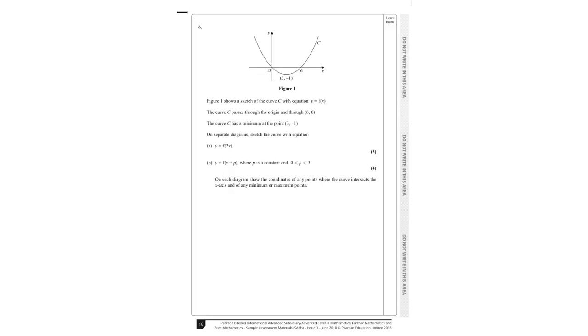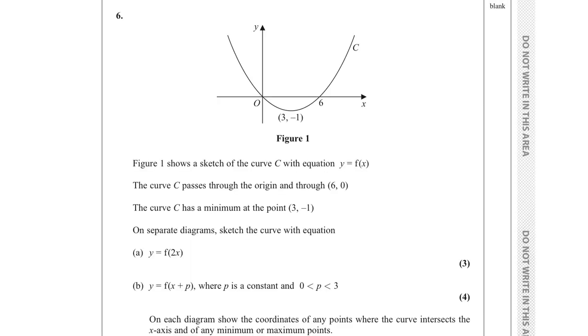Question 6. Okay, so figure 1 shows a sketch of the curve C with the equation y equals f of x. The curve passes through the origin, so there's a point (0, 0), and through (6, 0), and it has a minimum at (3, -1), which is already labelled on the graph. On separate diagrams, sketch the curve of the equation y equals f of 2x. So, f of 2x, is it inside or outside the bracket?